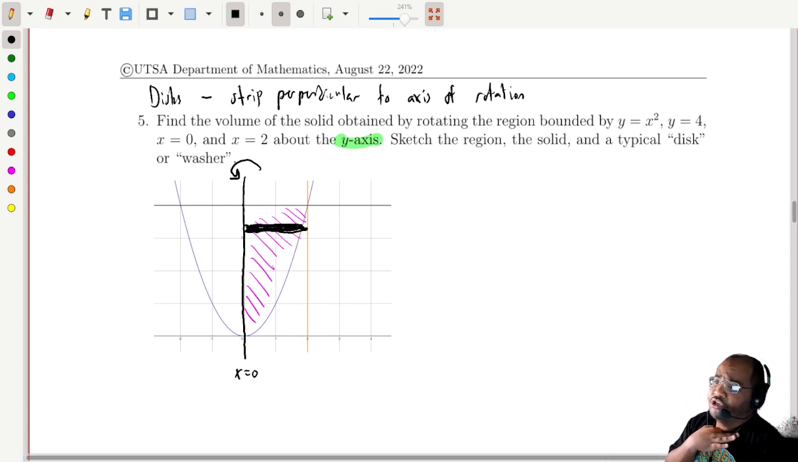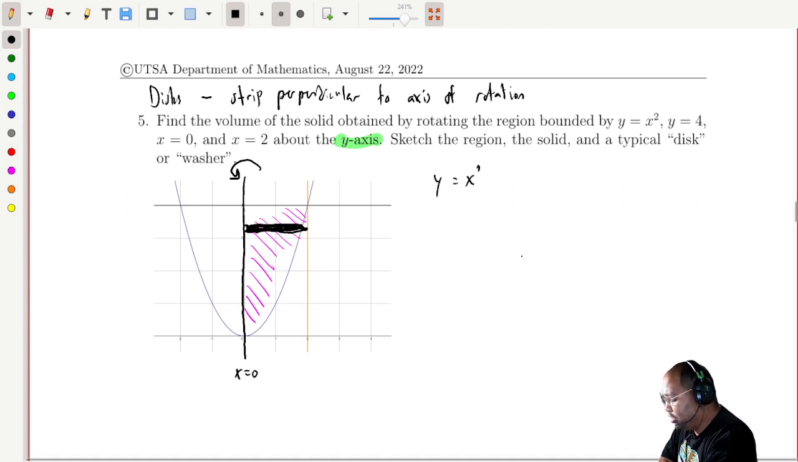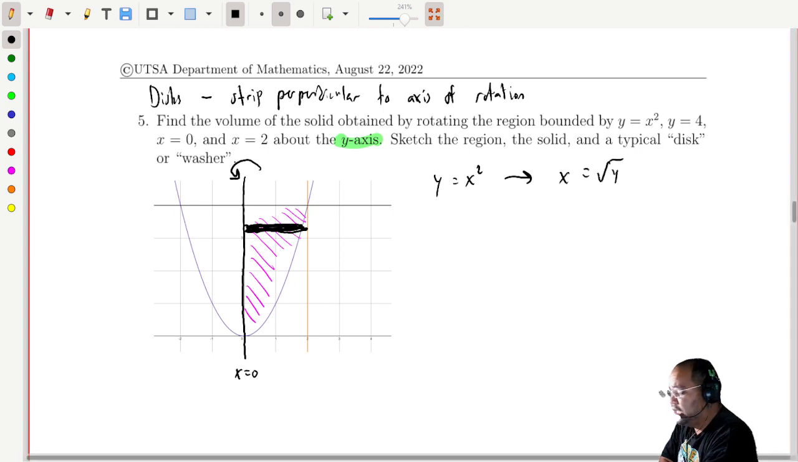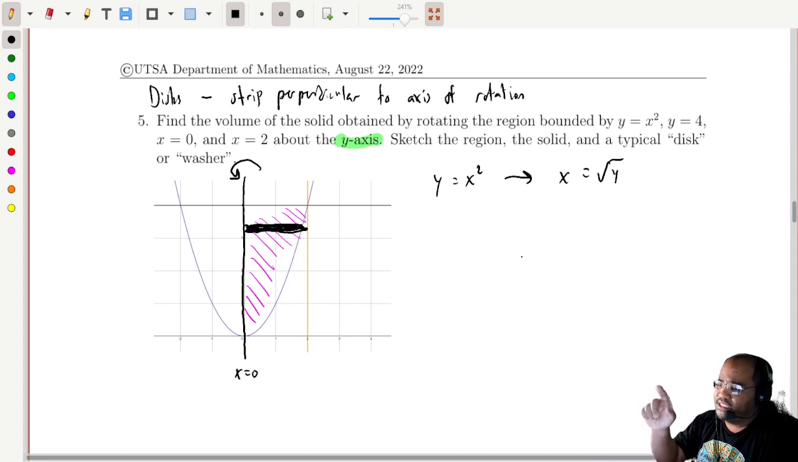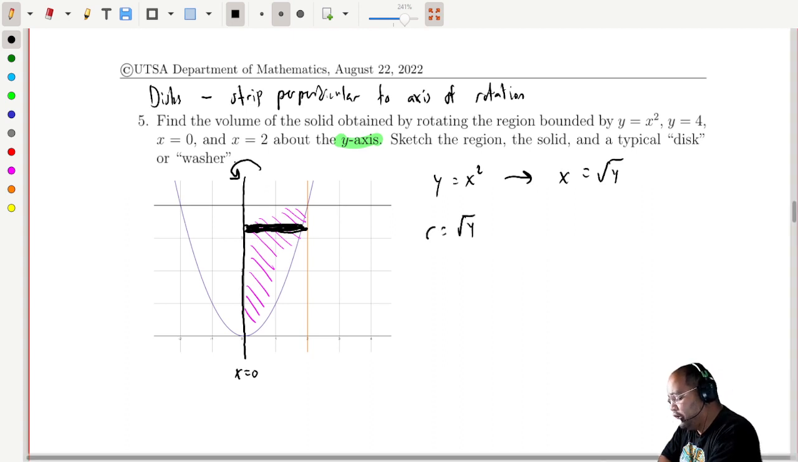But that means I'm going to be integrating in y, so I need functions of y, and so I need to express the parabola in terms of a function of y. So y equals x squared. That means we're going to take square roots here, and we get x equals the square root of y. We're only going to consider the plus branch of the square root because that forms the right boundary of the curve, which is all that we were worried about. Now we have our radius here. Instead, we're going to think right minus left instead of top minus bottom because we're integrating in y.